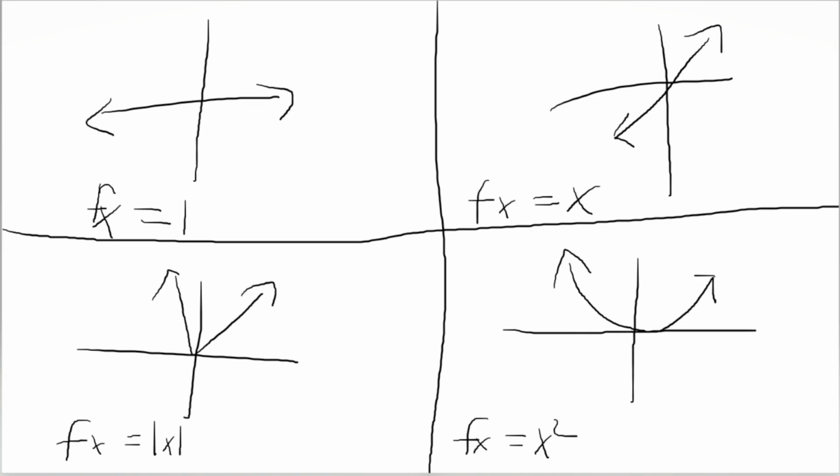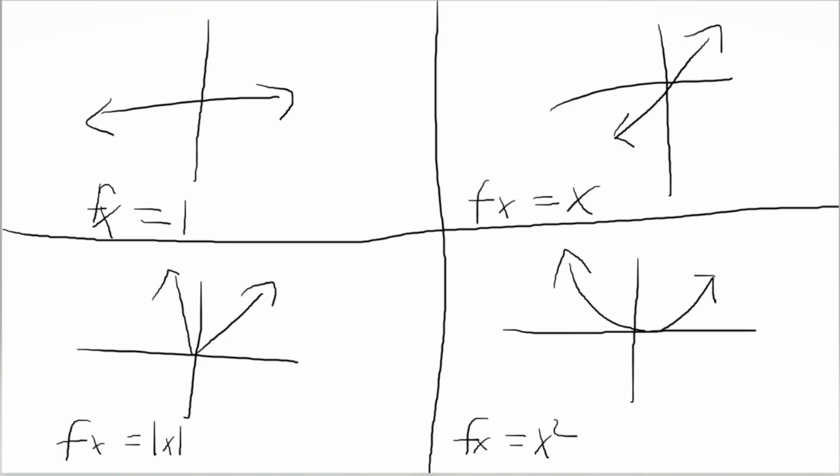The next one is absolute value. Absolute value is f of x equals the absolute value of x. That's easy to remember, and it's a V. F of x equals x squared is the U shape. That's probably the line that you use the most.